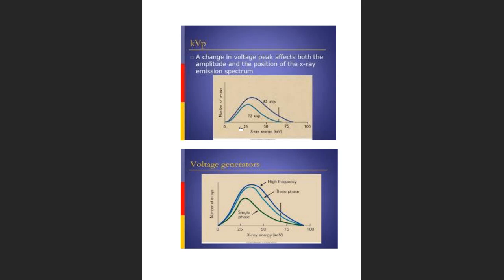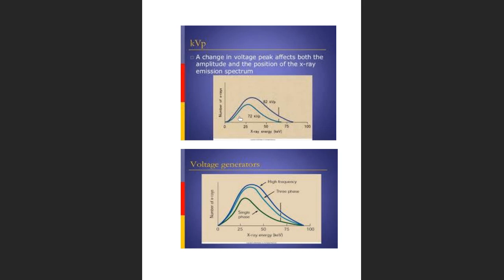Now this one's a good one because this shows us what happens when we change our kVp. This first curve, the bottom curve, represents 72 kVp. And again, you see that the discrete is right at the 69.5. For the 82, that does not change because the target material didn't change. So that stays right at that 69.5. That won't move anywhere.